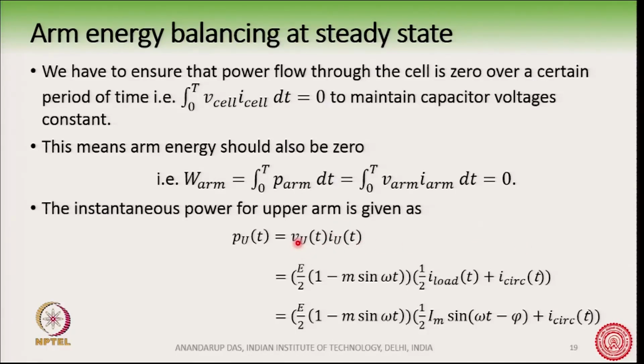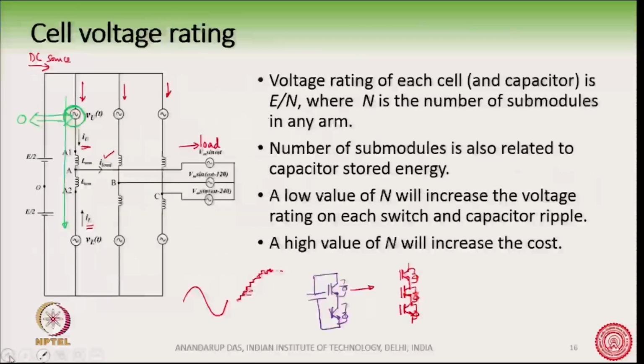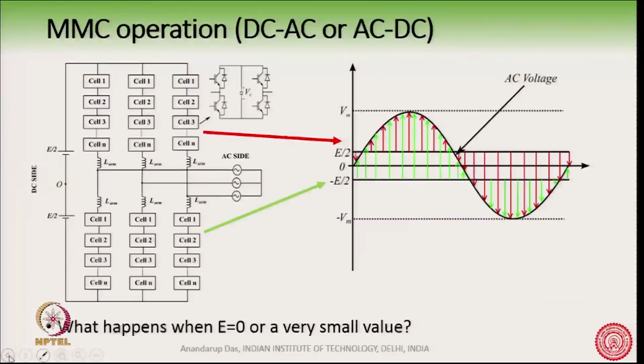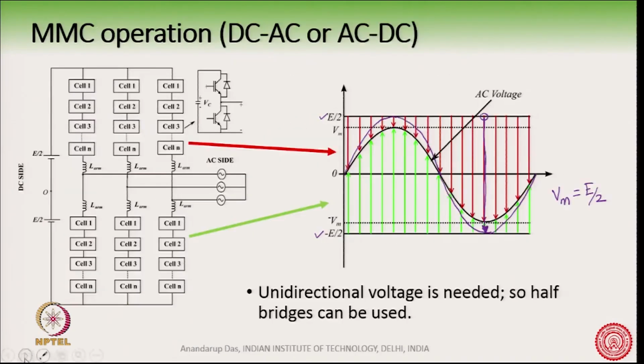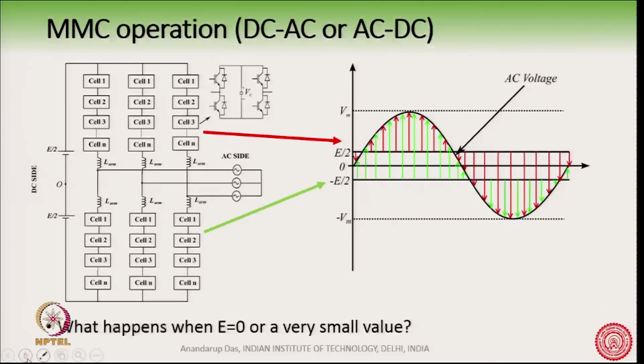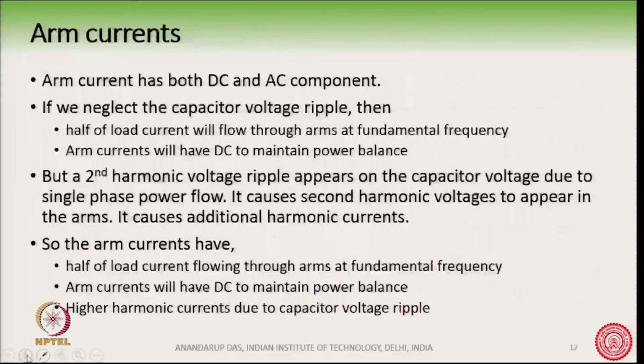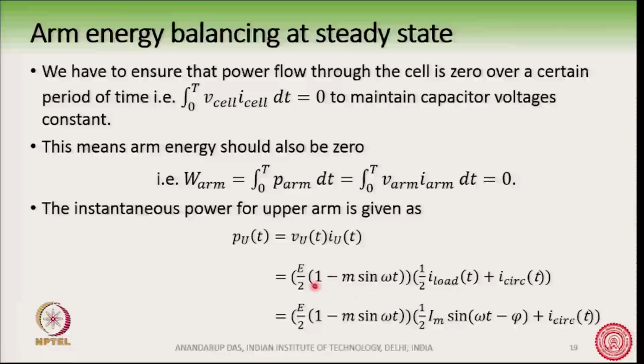Now, what is V u(t)? We have earlier found out that V u(t) is E by 2 times (1 minus m sin omega t). We had said this earlier in one of the equations, where m is the modulation index, m equals V m divided by E by 2. So, we have substituted this there, so V u(t) comes here.